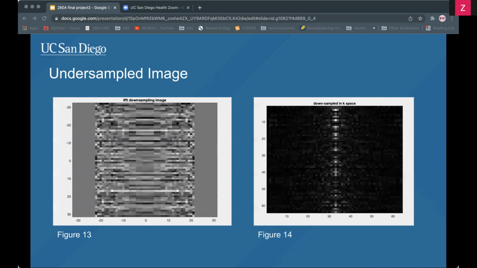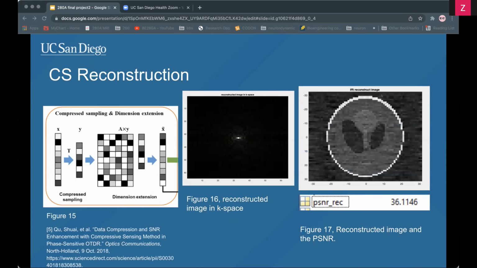So this is the downsampled image we generated with our code, and we can see many data points have been dropped off after compression. Figure 13 is the inverse Fourier transform image, and figure 14 is how they look in the K-space. After downsampling, we successfully transform the original signal X into a much lower dimensional Y. Then the next problem is how to reconstruct the measurement vector Y to X delta through the matrix A.